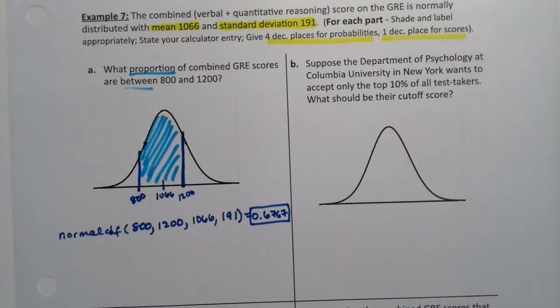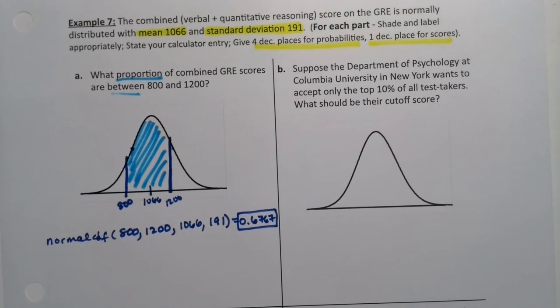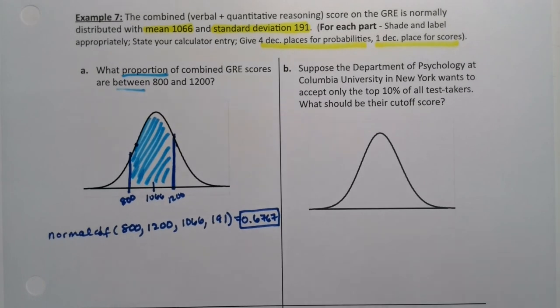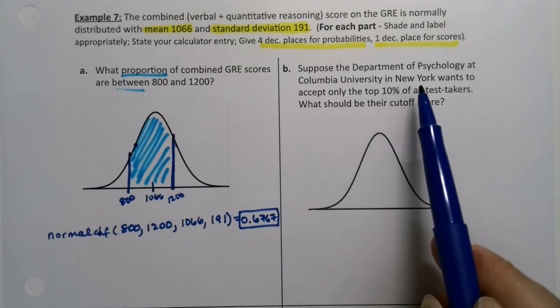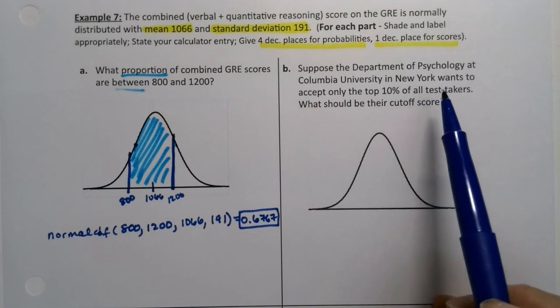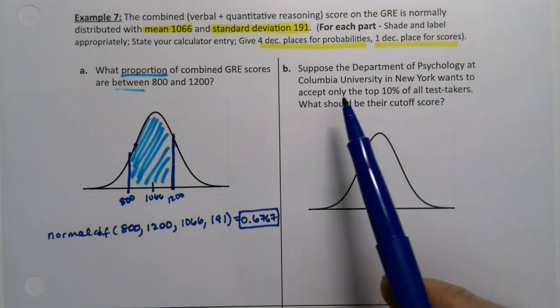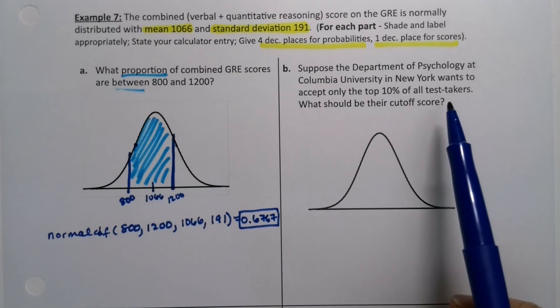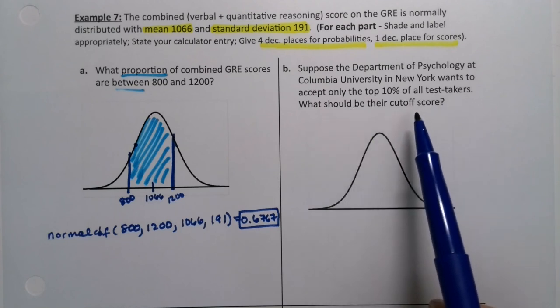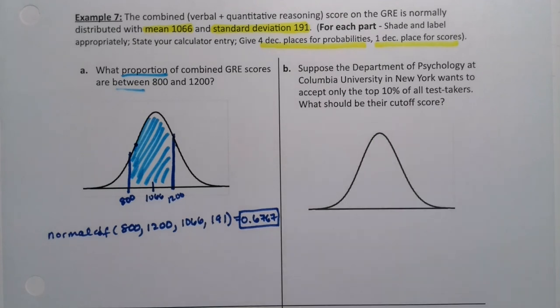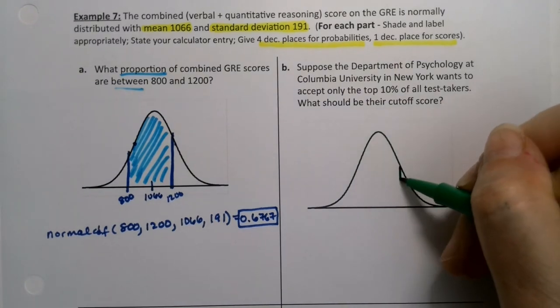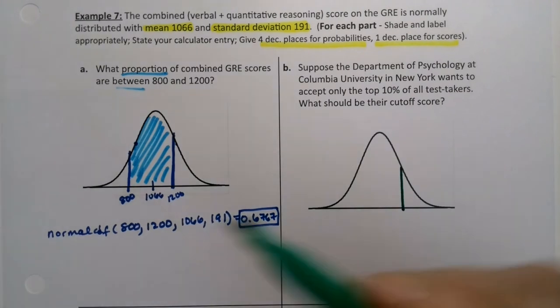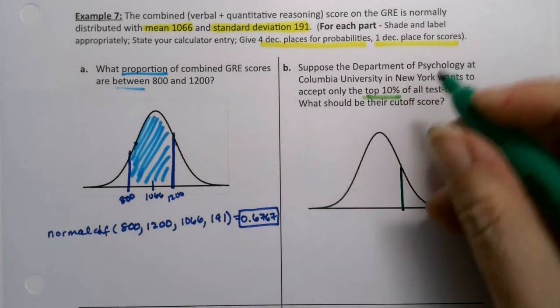All right. Now, suppose the Department of Psychology at Columbia University, which is an Ivy League school in New York City, as a matter of fact, very expensive, very prestigious. It wants to accept only the top 10% of all test takers. What would be their cutoff score? So they're not even going to look at you unless you're in the top 10%. Okay, so let's see here. There's a number over here that cuts off the top 10%.